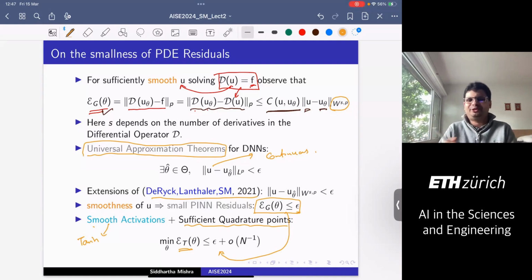Meaning you're not searching for nothing in a haystack. So what these kinds of arguments tell us is that the problem that we're trying to solve is in some sense well posed, or is feasible, that you can actually find neural networks such that this training error can be made as small as possible. And if you have a sufficient number of quadrature points, this automatically implies that the total error, or the residual, is going to be as small as possible.